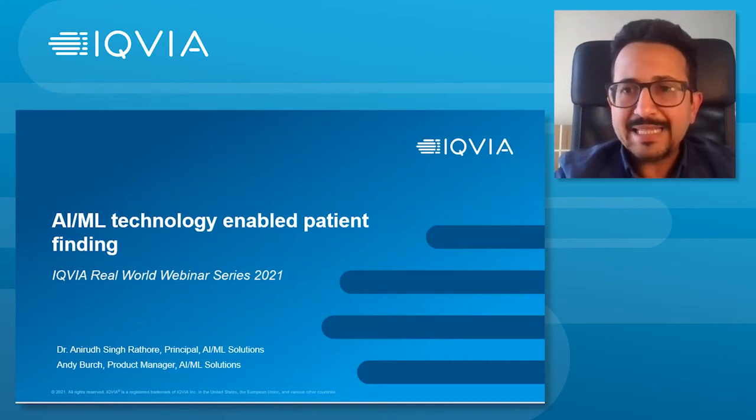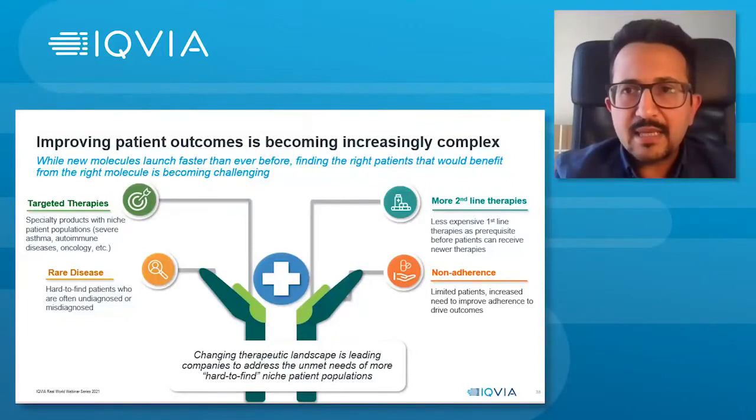In this session, my colleague Andy and I are going to be talking about AI and machine learning technology enabled patient finding solutions. With the changing therapeutic and clinical landscape, where we are seeing increased domination of targeted therapies aimed at niche patient populations, it's becoming difficult for biopharmaceutical companies to improve patient outcomes. This is partially because finding such niche patient populations, and finding them on time and for the right product, is very challenging. Further, once patients are on therapy, and given the limited size of the patient population, it becomes even more important to improve adherence and identify patients at risk of non-adherence.